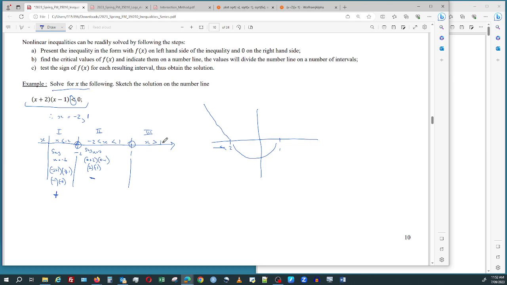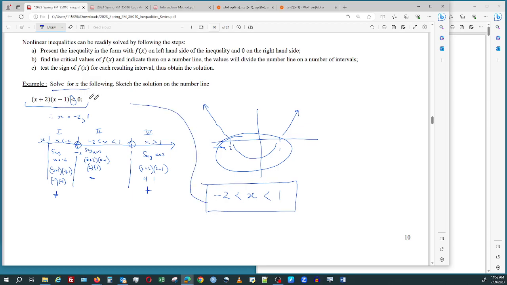Okay? And then again, say x equals 2. And so we would put in 2 plus 2 and 2 minus 1. So we'd get 4 times 1, which is a plus. So again, it's going off as a plus. The bit we're interested in is this bit. Okay? We're interested in being in the interval between -2 and 1. So this represents the solution to this inequality.